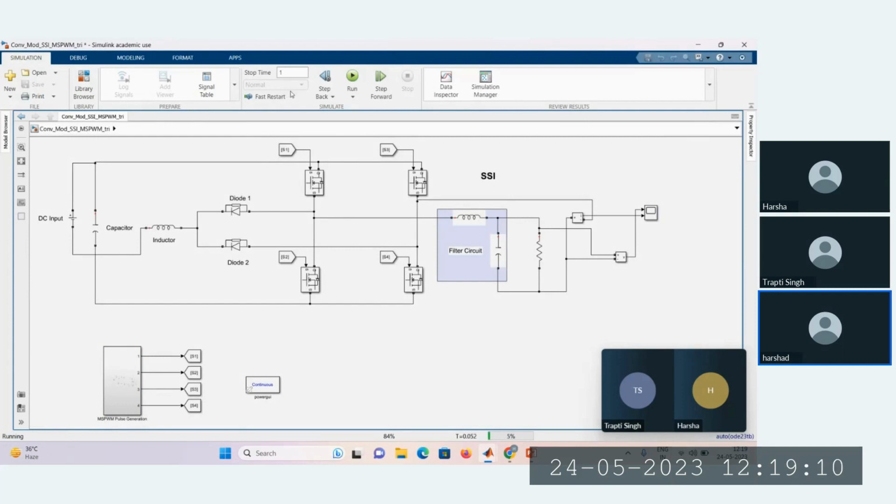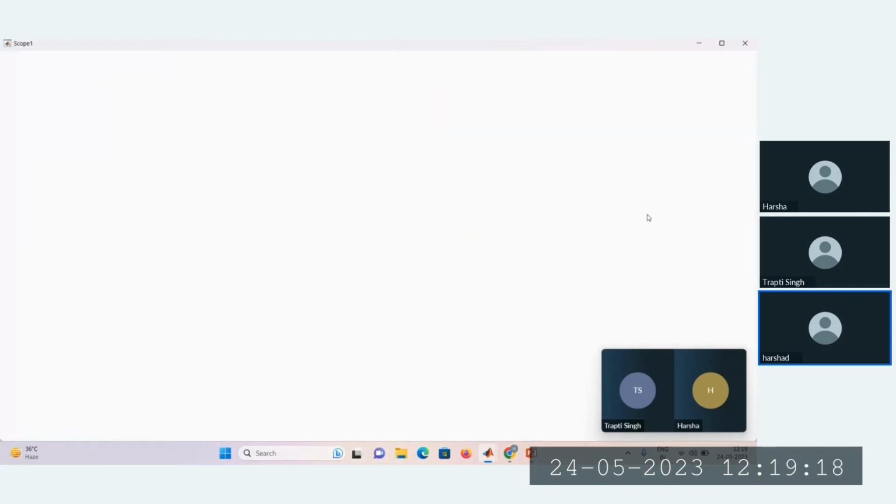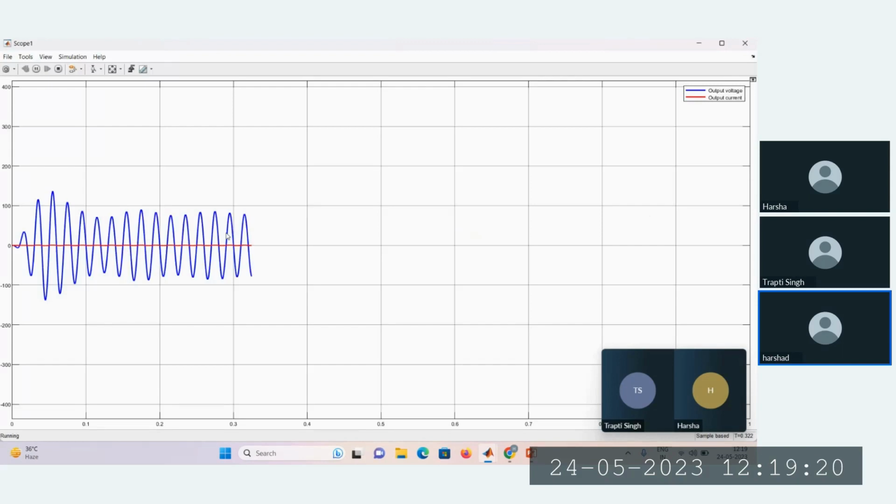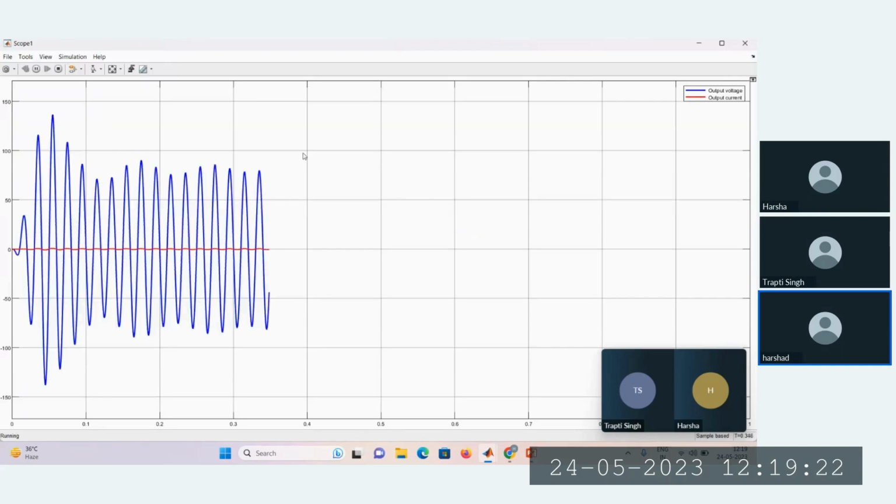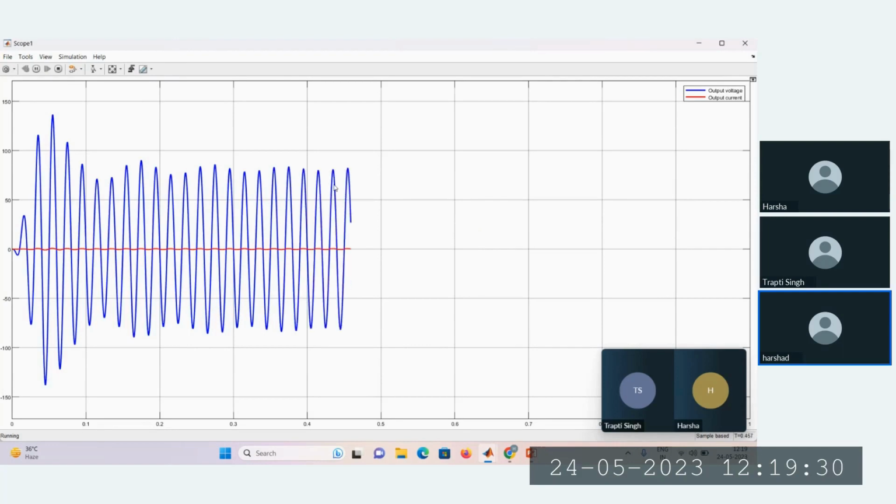I have given a stop time of 1 second, so this simulation will run for 1 second. This is the output voltage waveform for the split source inverter. Let us observe that this voltage settles at 80 volts.